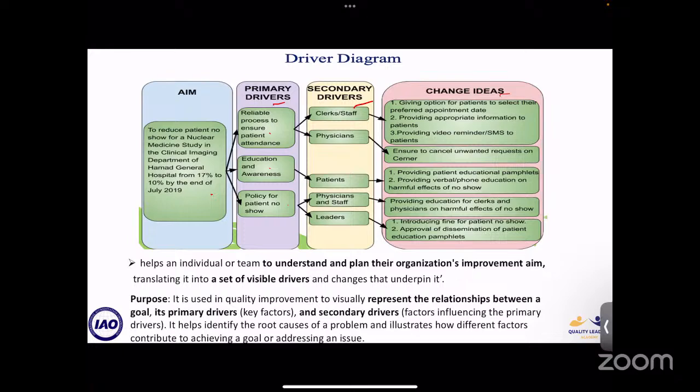And then we have the change outputs, okay, which are the changes that will take place based on all these drivers. For example, ensuring consistent improvement on patients receiving education and providing educational resources.